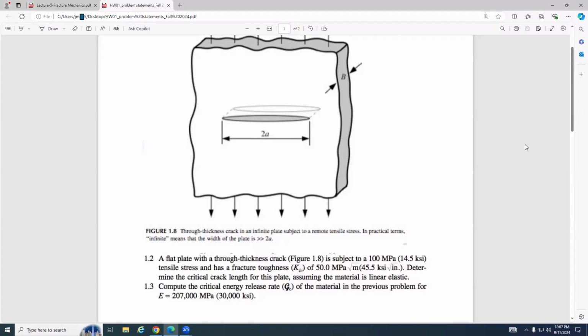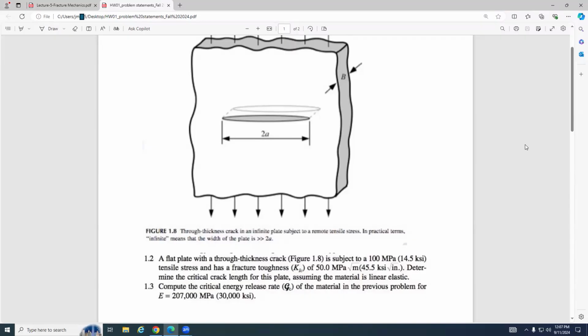Sigma for this problem equals 100 megapascal. So how can we get the critical one? Critical means that at this condition, as long as we increase sigma a little bit, the crack will propagate. We call this a critical condition. Critical condition means KIC equals KI, and KIC is fixed. As I said, it's a material parameter.